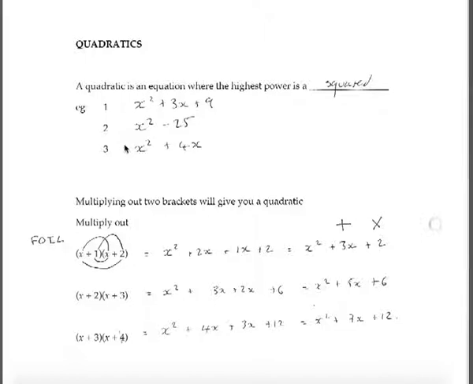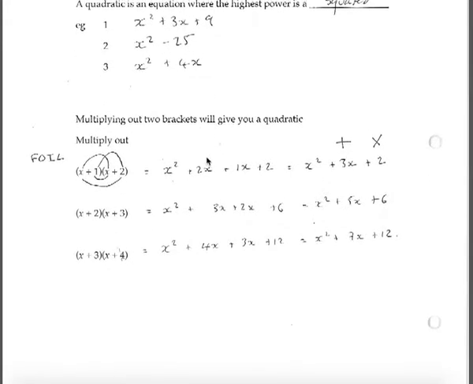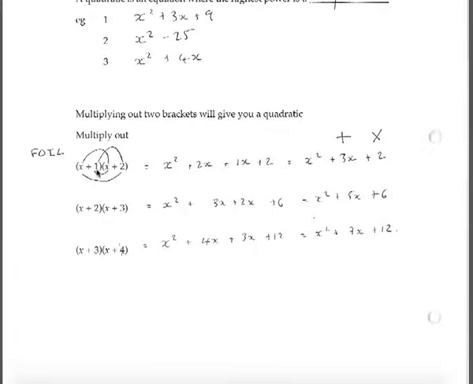And of course I could have this as 3x squared plus 4x. Doesn't matter that I've chosen for these all to have only one x squared in them, that's just coincidence. You will get a quadratic by multiplying out two brackets, and this is important because we're going to reverse this process as part of one of our methods to solving quadratics.